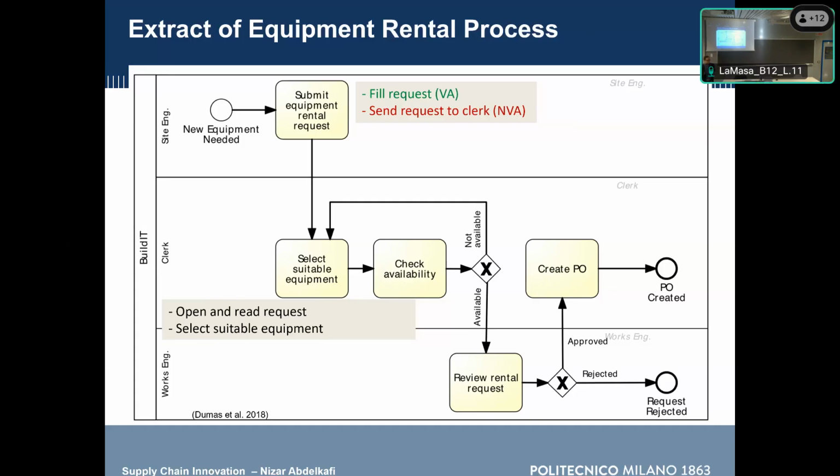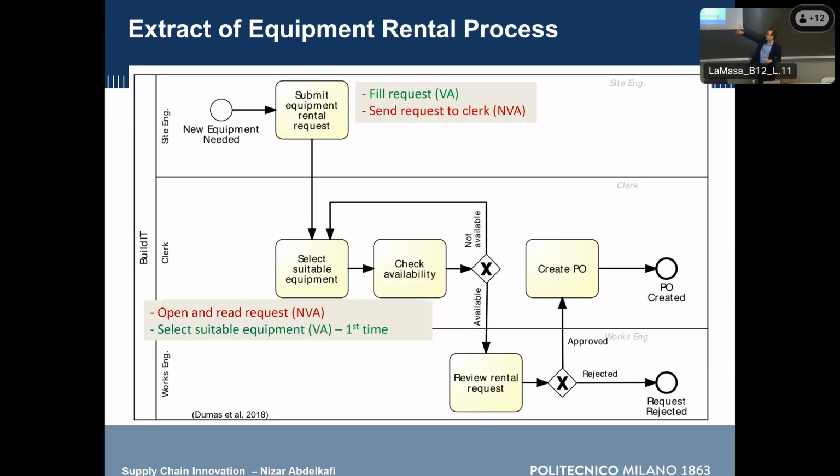For the first time is value adding, and then if we do an activity again and again, this is actually not good. And therefore we have open and read is non value adding, and then the select suitable equipment is value adding, at least for the first time.